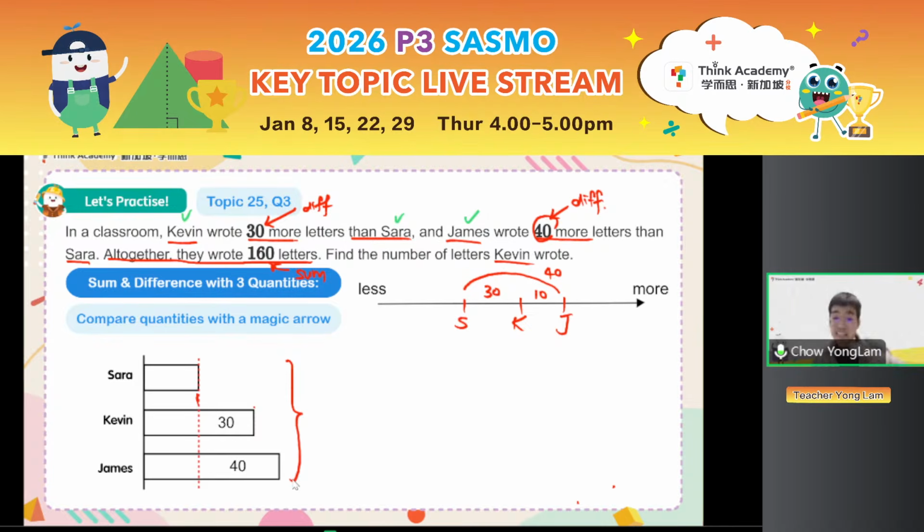The sum is the total, right? Did you see the total in the question? Yes, okay, it is 160. It is the sum. So it's 160 over here. Now with the sum and with the difference, we can now calculate each person wrote how many letters.